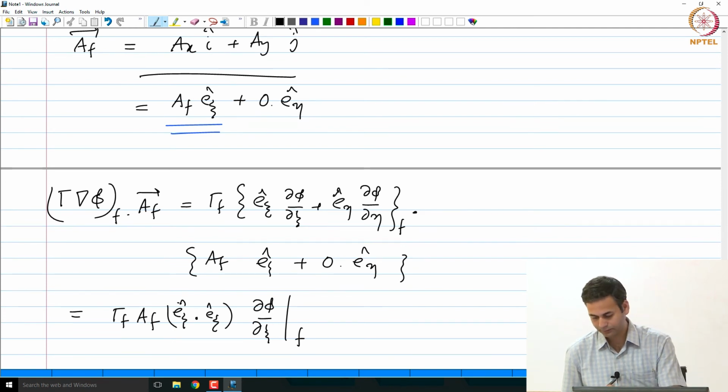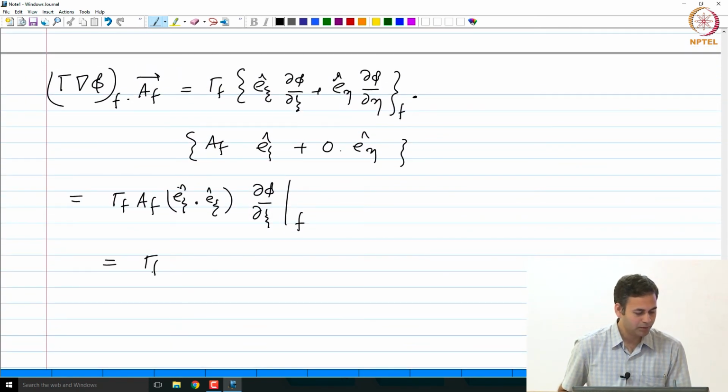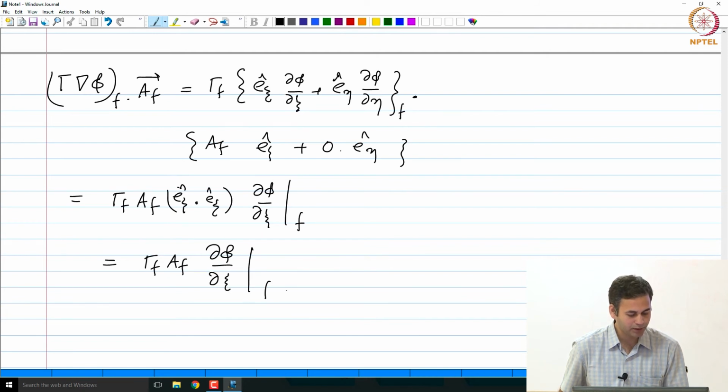So, this is nothing but gamma f A f partial phi partial xi f. This is for one phase that is connecting C0 and C1. So, we will get 2 more terms like this, each of them connecting C0 to C2 and C0 to C3.